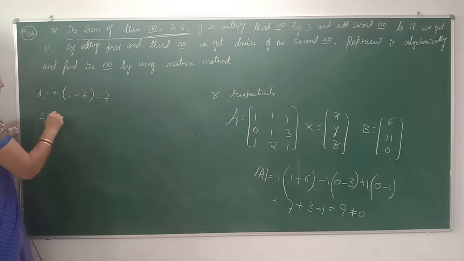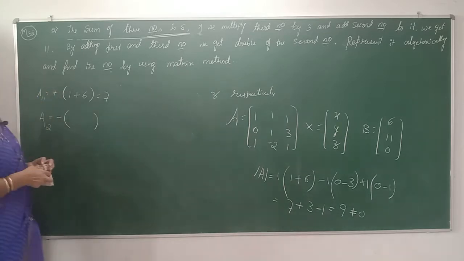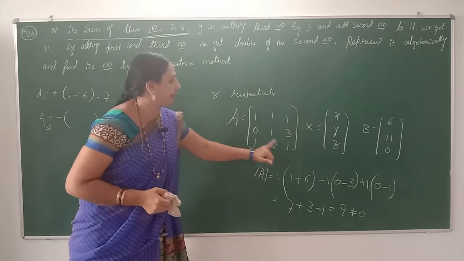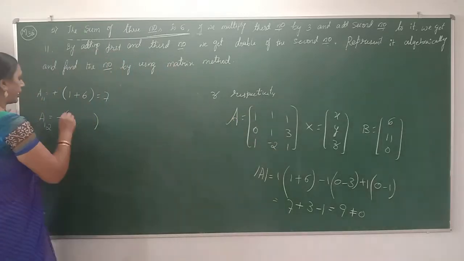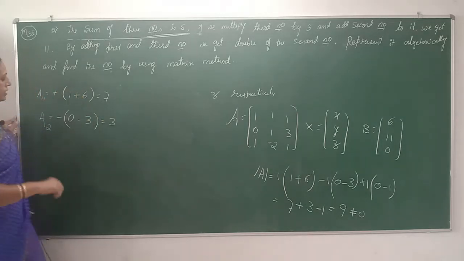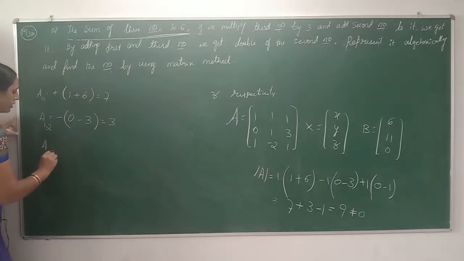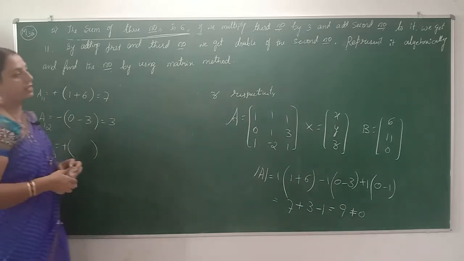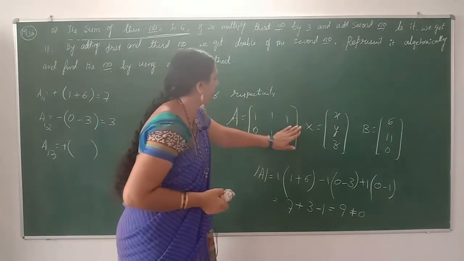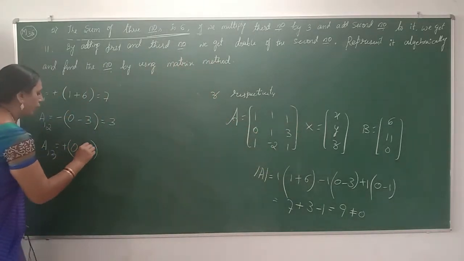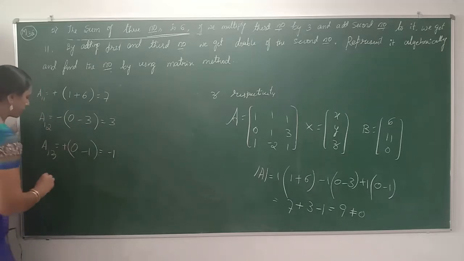A12 is multiplied by minus, and it's the element of the first row, second column. These get neglected. The remaining are 0 minus 3, which is minus 3. Minus into minus is plus 3. A13 is multiplied by plus, and it's the element of the first row, third column. These get neglected. The remaining are 0 minus 1, which is nothing but minus 1.